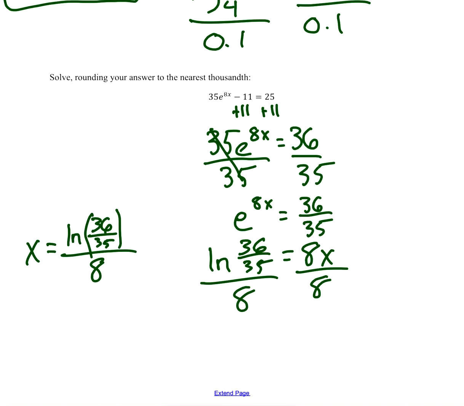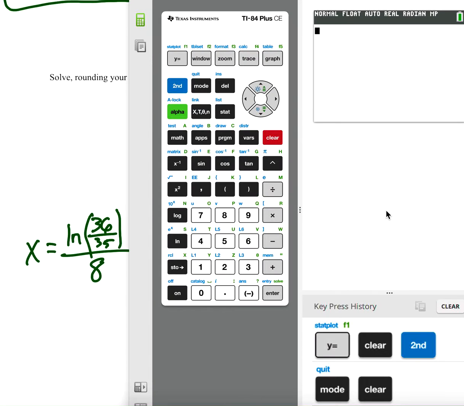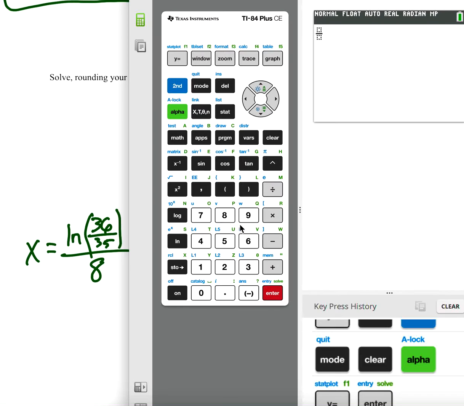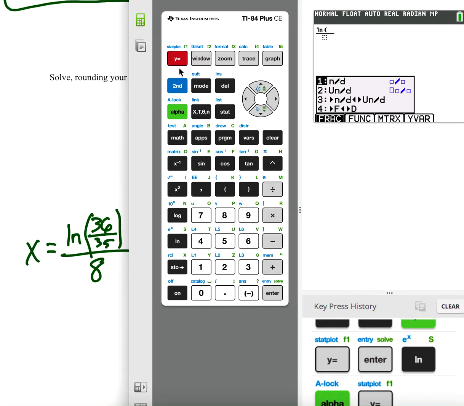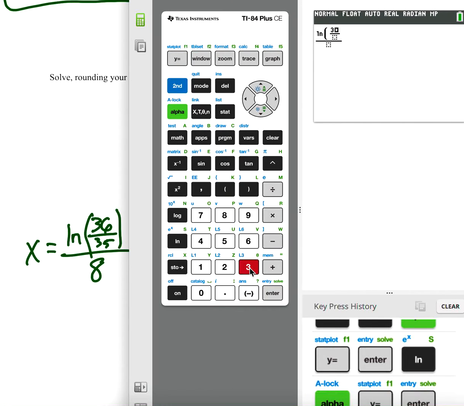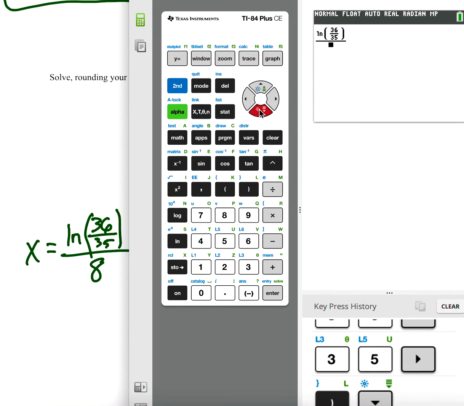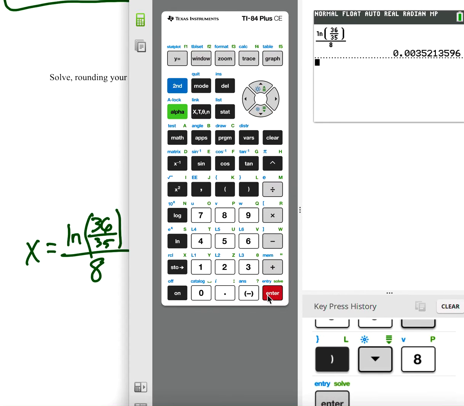So we're going to want to put this in the calculator at the end. So in your calculator, I would put it exactly how you see this. So a way to get to a fraction is you press alpha y equals. This just limits the mistakes you could potentially make. So ln, and I'm doing alpha y equals again because the 36 over 35 is a fraction, 36 over 35. And the parentheses there. On the bottom, the denominator is 8. Press enter. And we want to round to nearest thousandth.